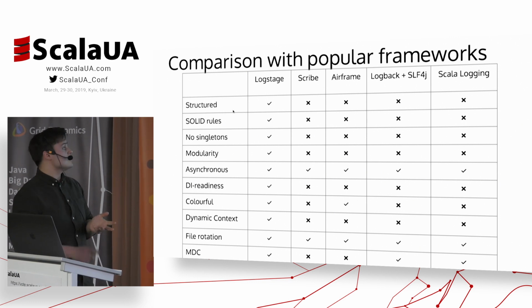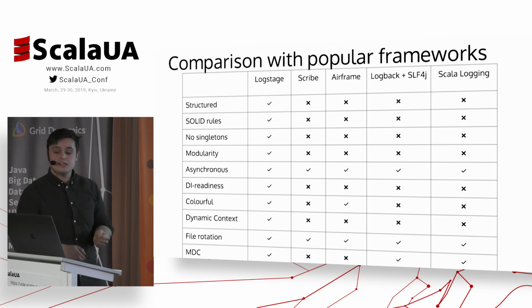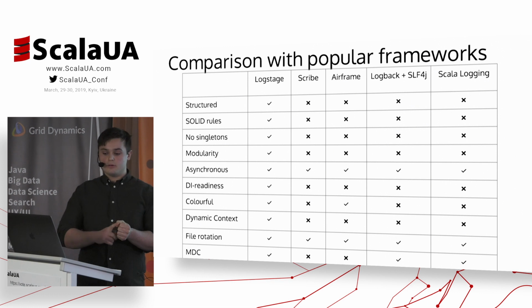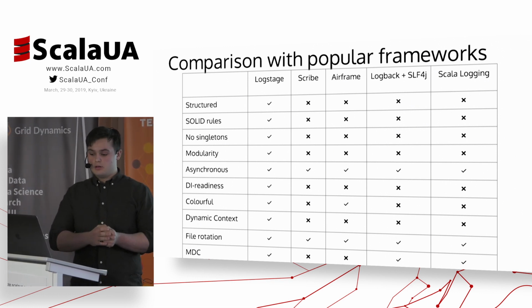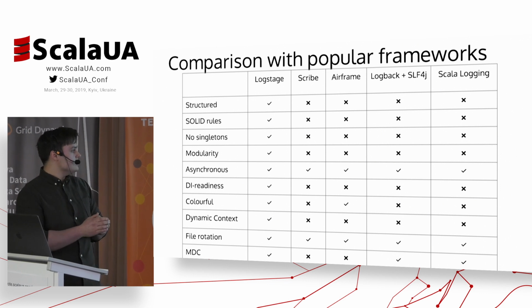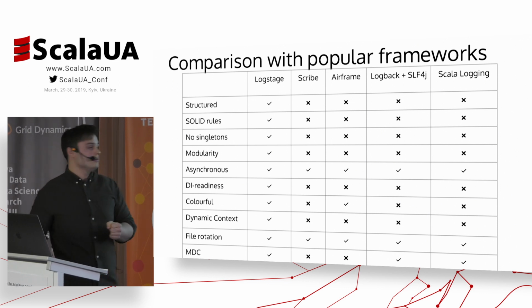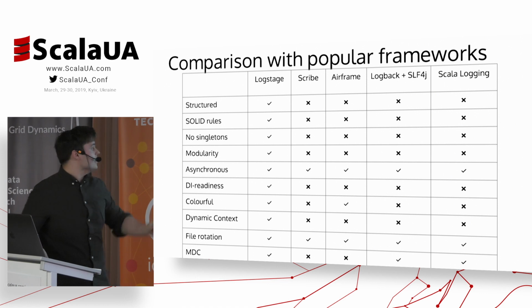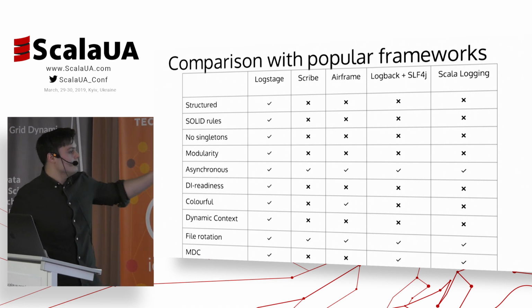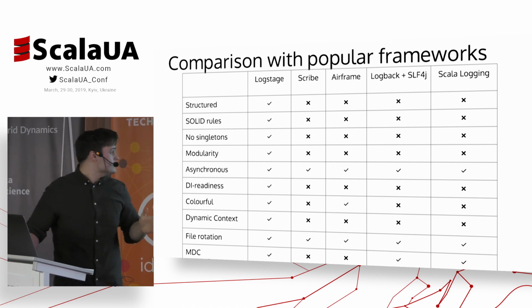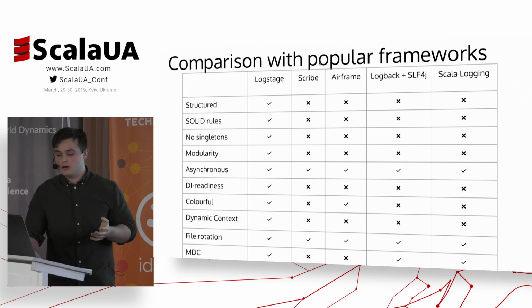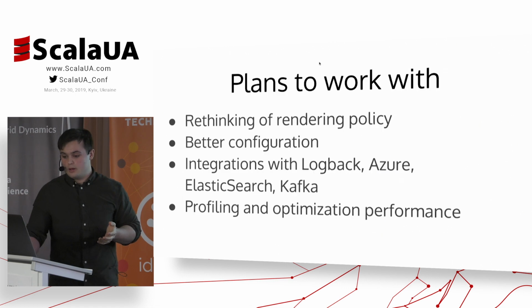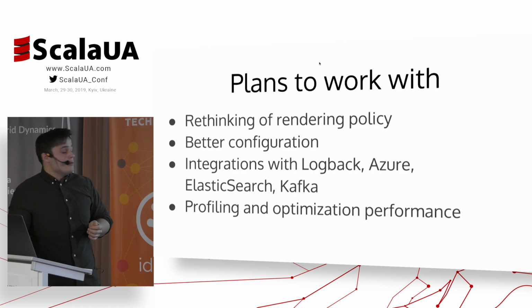It must be structured, solid rules, no singletons, modularity, asynchronous, DI readiness, colorful, dynamic context or MDC, and file rotation. And as you can see, most of them do not support all of these features. But I think that this set of features is necessary if you want to use a logging library in production.